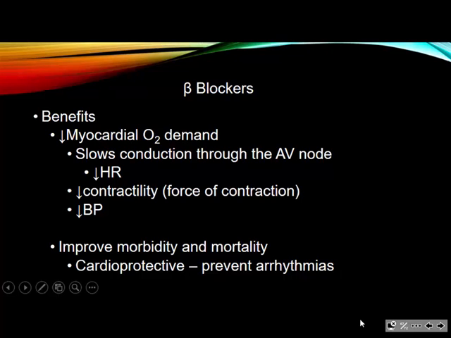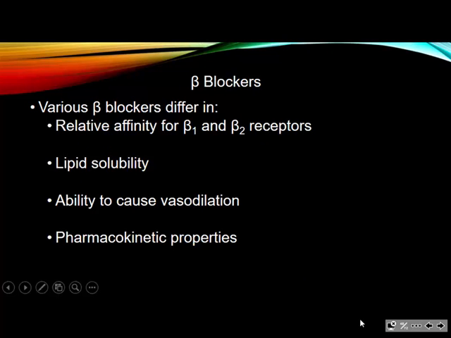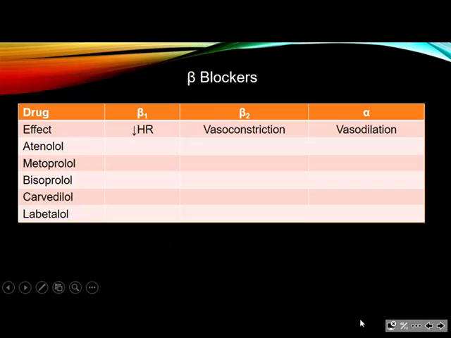As far as beta blockers, we already talked about, they decrease myocardial oxygen demand, similar to those non-dihydropyridine calcium channel blockers by blocking conduction through the AV node and slowing their heart rate. They decrease contractility, and they're cardioprotective, and they prevent arrhythmias. And you'll want to remember those different properties that you talked about in your previous lecture. So lipid solubility, what's their half-life, their volume of distribution. So taking all of those into account, and then what receptors they work at.